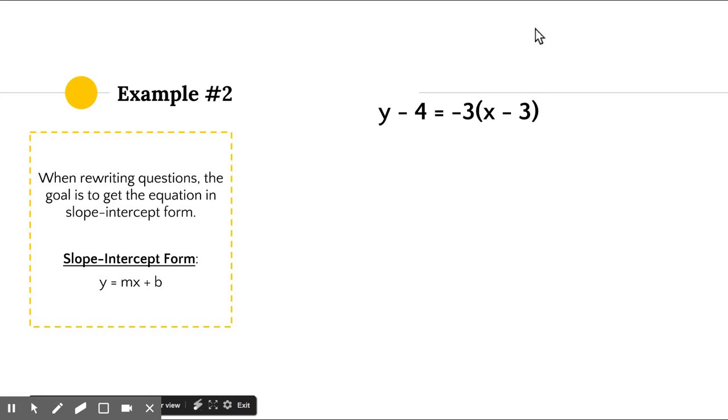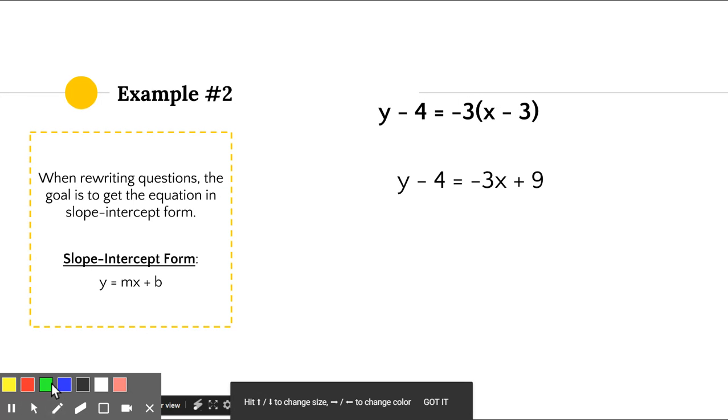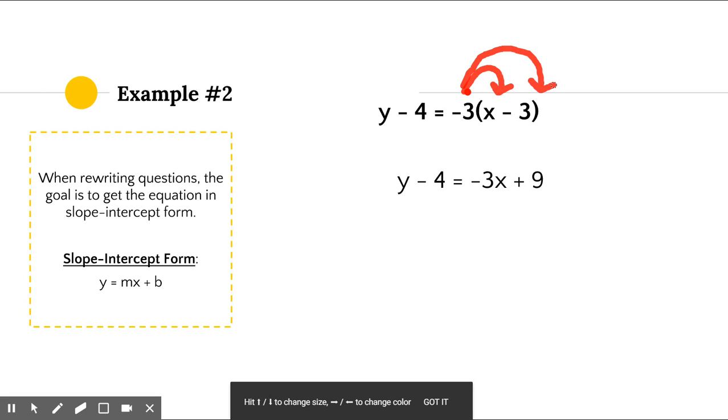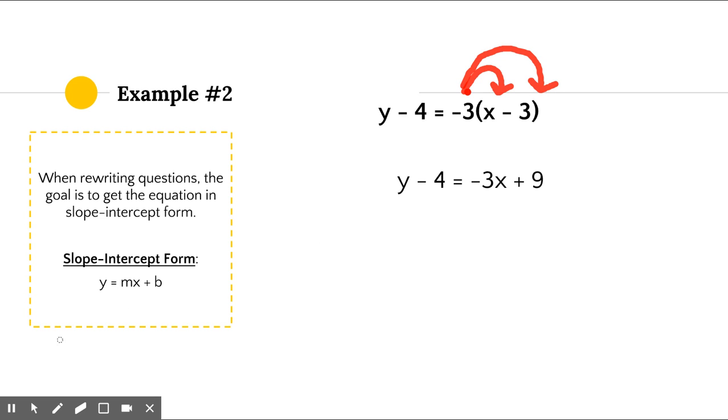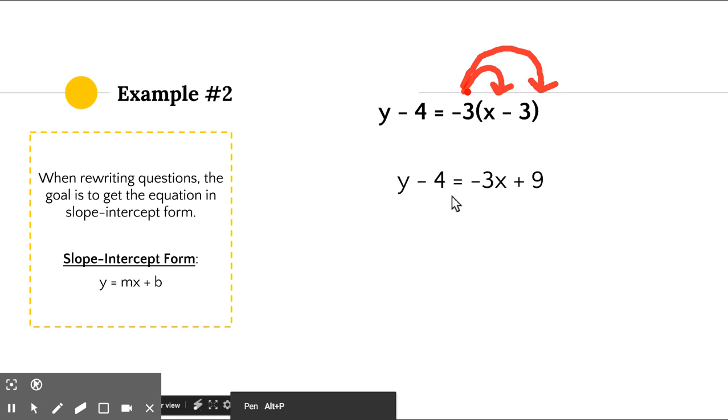So it gets a little bit more complicated. It has some distributing in it. But if you remember, all you need to do is just distribute. So you have negative 3, and then you are just going to times that negative 3 by everything inside. So just as a reminder, we did negative 3 times x and negative 3 times negative 3. And that gave us our negative 3x plus 9.